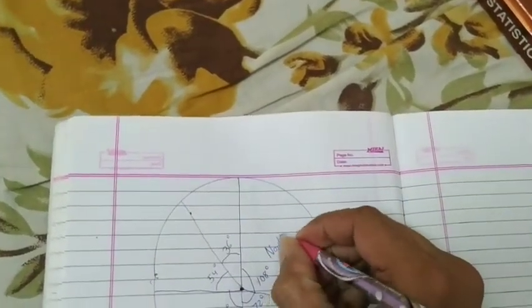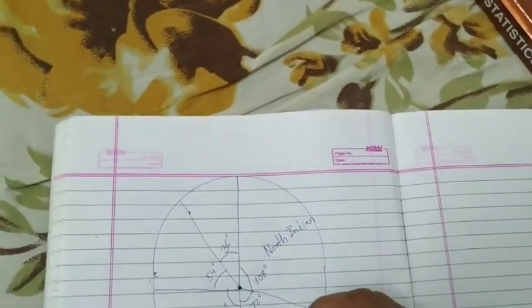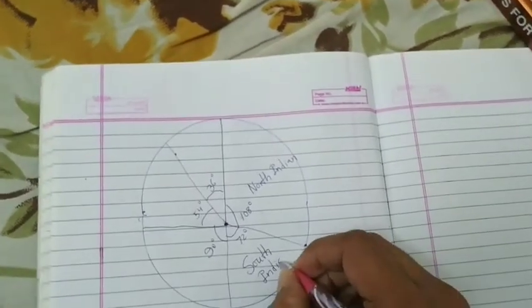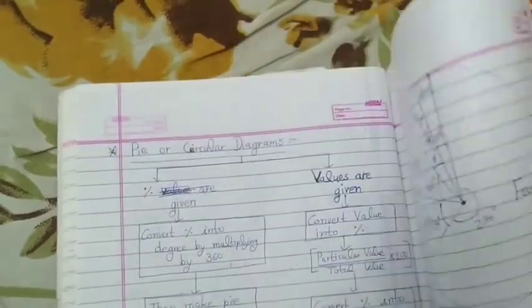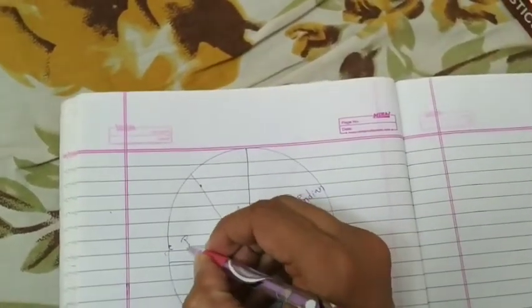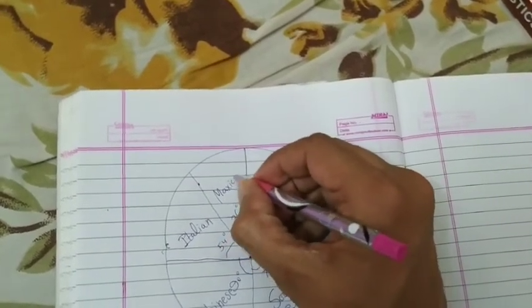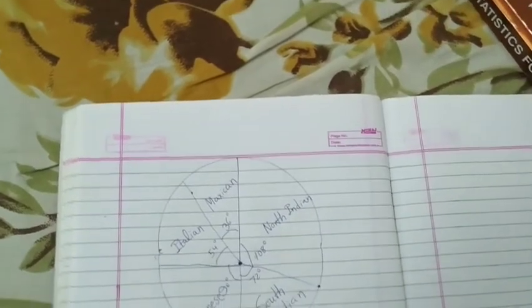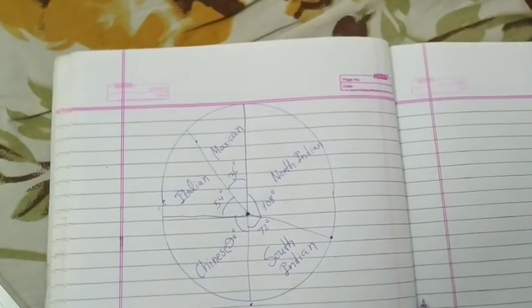Now you can write the names also: North Indian, South Indian, Chinese, Italian, and Mexican. So this is how you have to solve this type of question.